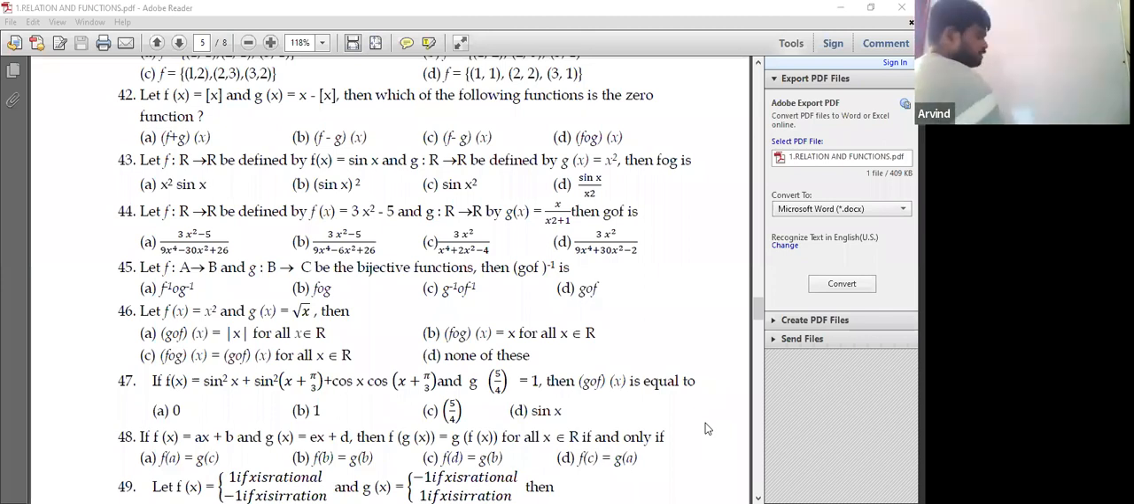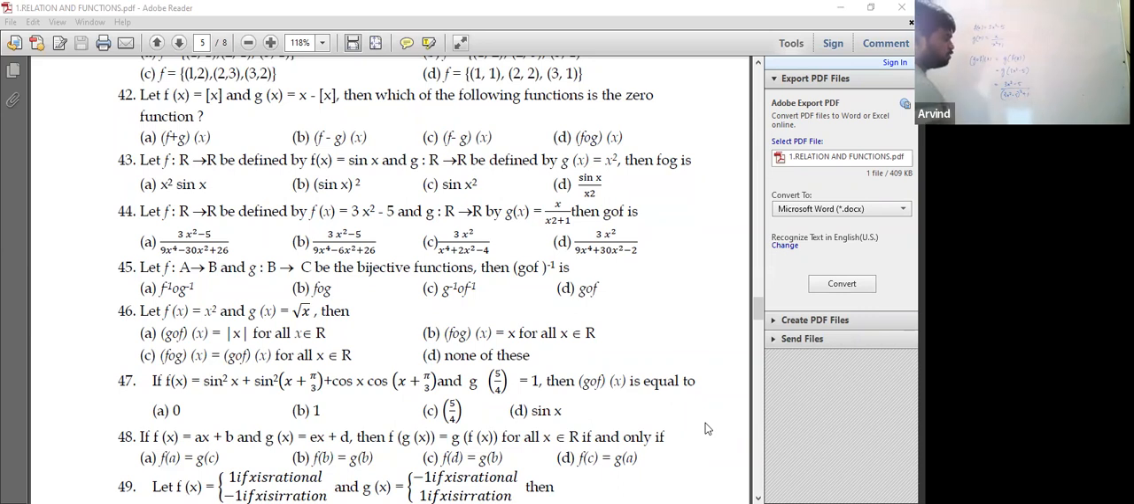So what is f of x here? f of x is 3x square minus 5, and g of x is x by x square plus 1. You have to find g circle f of x, which is g of f of x. So f of x is 3x square minus 5. So wherever there is x, we have to put 3x square minus 5. So it becomes 3x square minus 5 by (3x square minus 5) whole square plus 1.